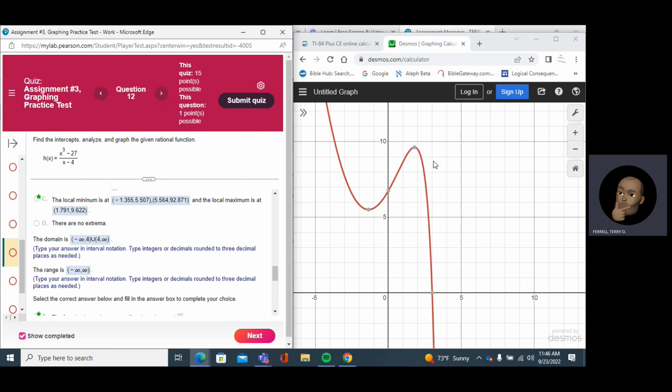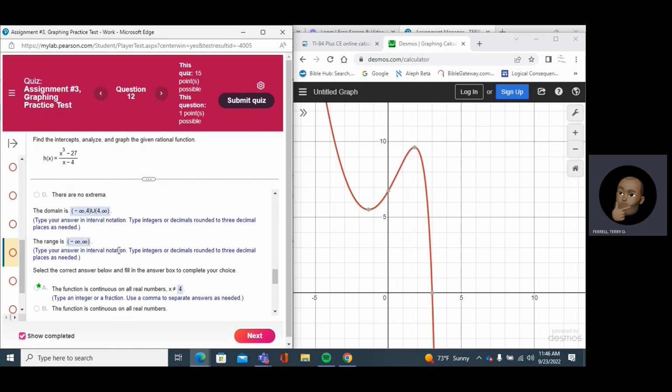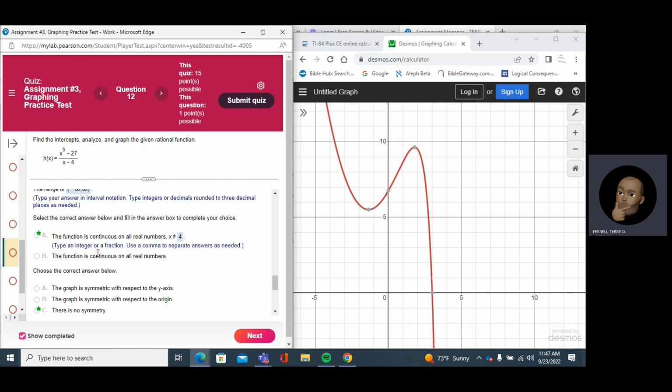So that's the only thing where it's undefined. So that's going to be a domain from negative infinity up to 4, not including 4, union 4 to positive infinity, okay? The range is all reals. That's because there's no horizontal or slant asymptote, okay? But sometimes even if there is a horizontal or slant, it still can be all reals. Just depends on the graph.